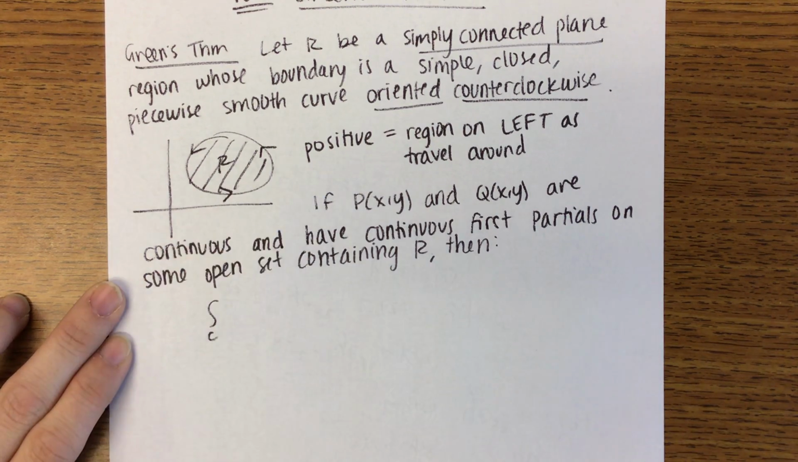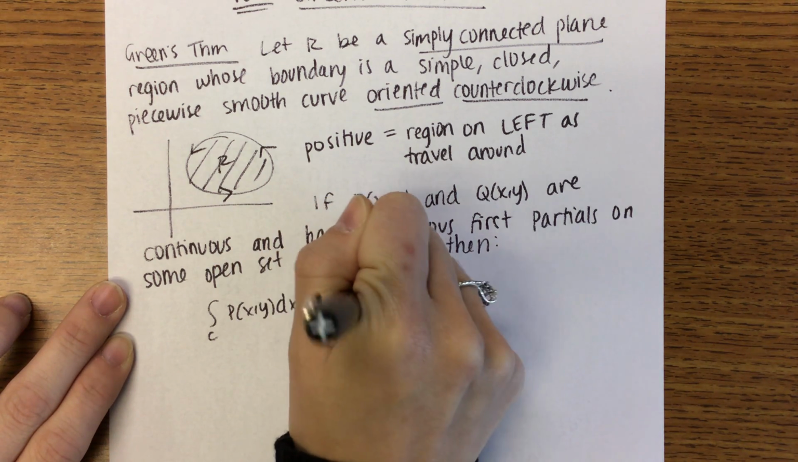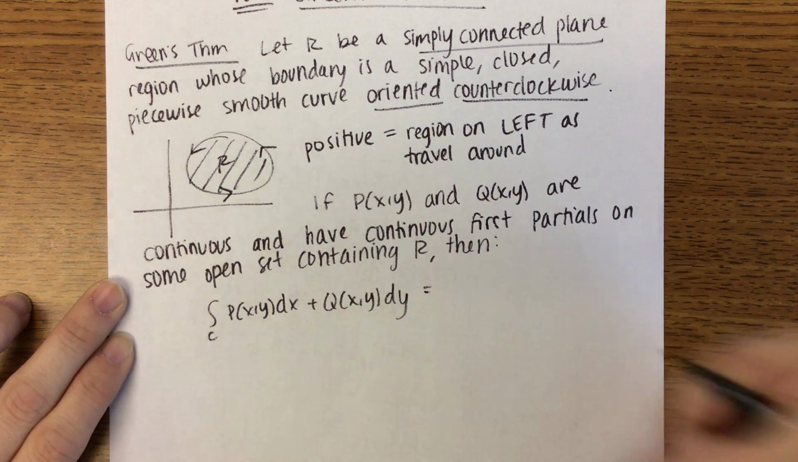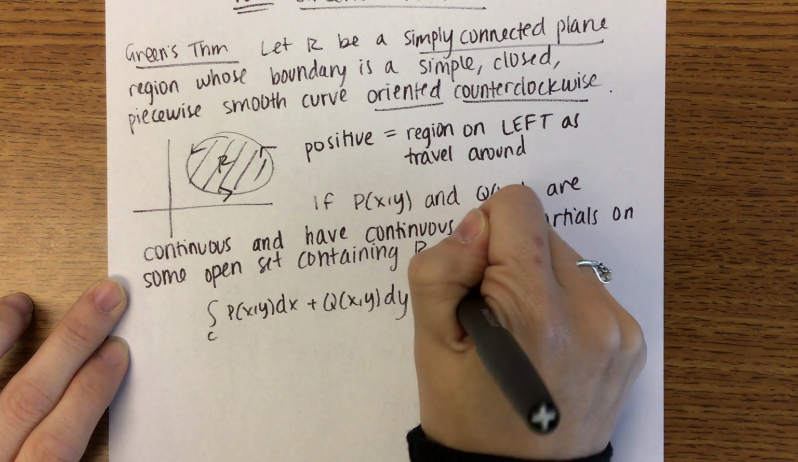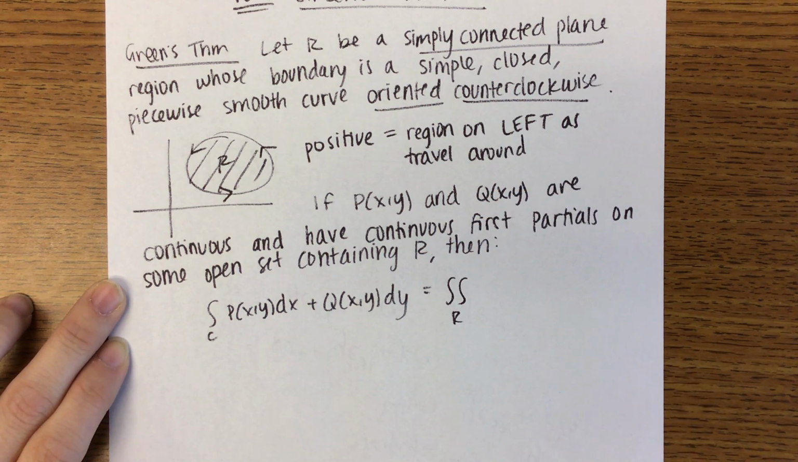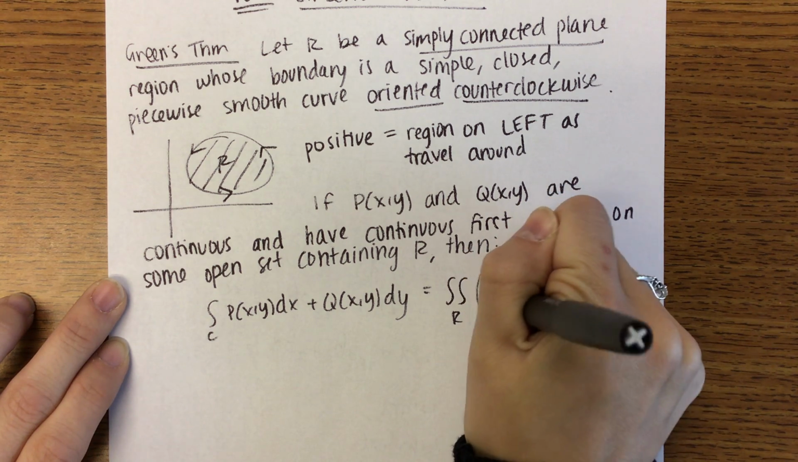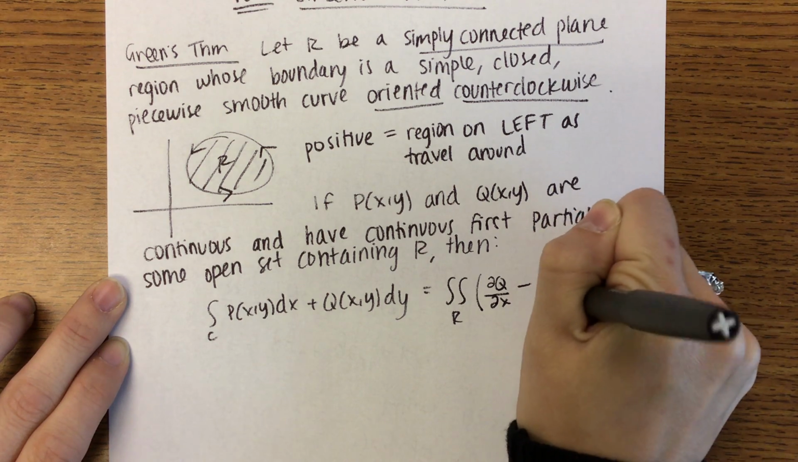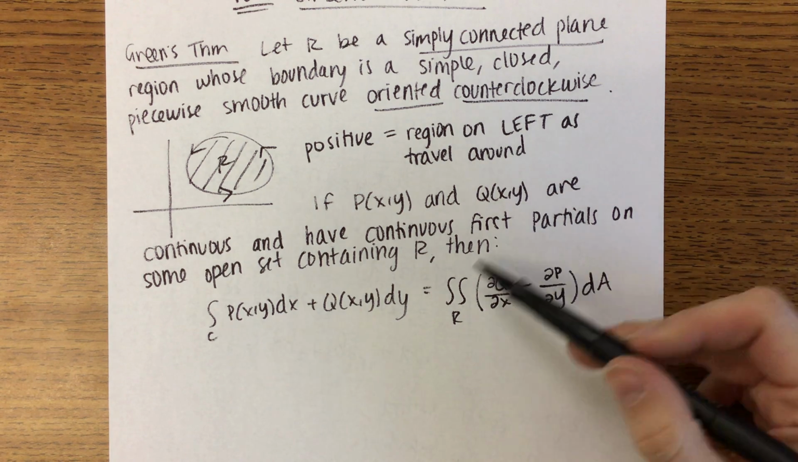We have the line integral over the curve C of P of x,y dx plus Q of x,y dy. We could parameterize C like we've done before. What Green's theorem says is this is the same as the double integral over that region R of the partial of Q with respect to x, subtract the partial of P with respect to y, dA. So we can turn the line integral into a double integral over the region R. As you'll see, this is going to be significantly easier most of the time.